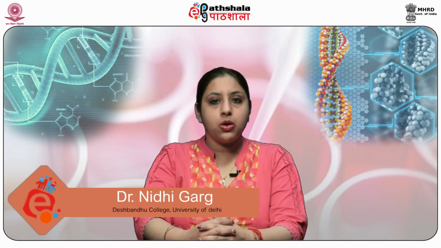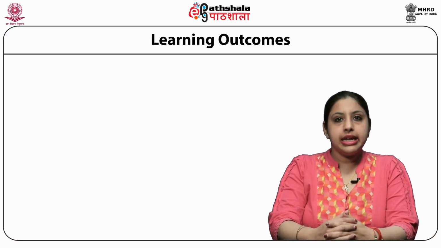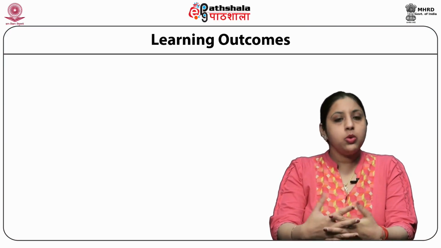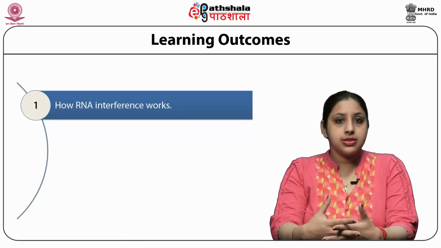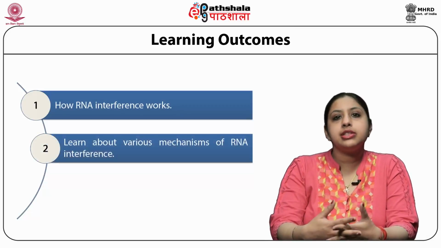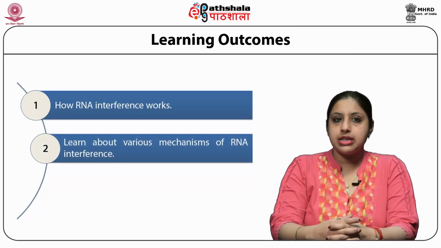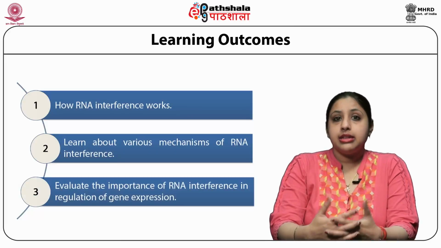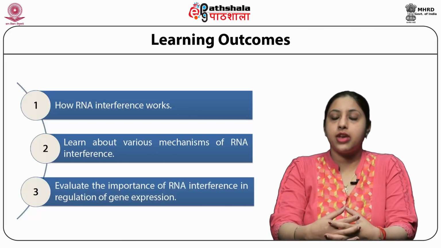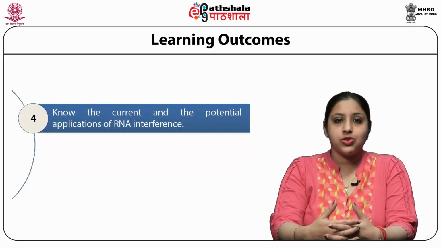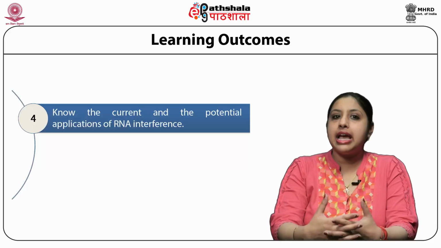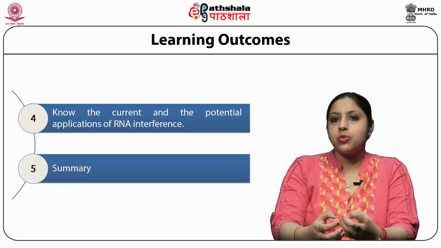Today we are going to talk on module RNA interference from the paper Molecular Genetics. The following are the learning outcomes of this module. You will be able to know how the phenomenon of RNA interference works. You will be able to learn about the various mechanisms of RNA interference. You will be able to evaluate the importance of RNA interference in regulation of gene expression and know the current and potential applications of RNA interference. And in the end, I would summarize the module.